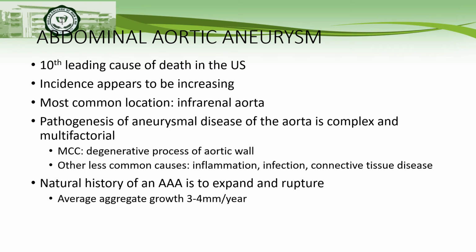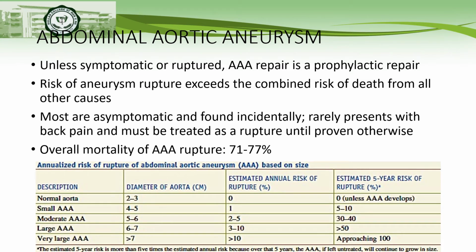The pathogenesis is complex and multifactorial, but the most common cause is deemed to be a degenerative process of the aortic wall. Other less common causes include inflammation, infection, and connective tissue disease. The natural history of an aortic aneurysm is to expand and rupture, and it is said that the average aggregate growth is 3 to 4 millimeters per year. So unless symptomatic or ruptured, AAA repair is actually a prophylactic repair.